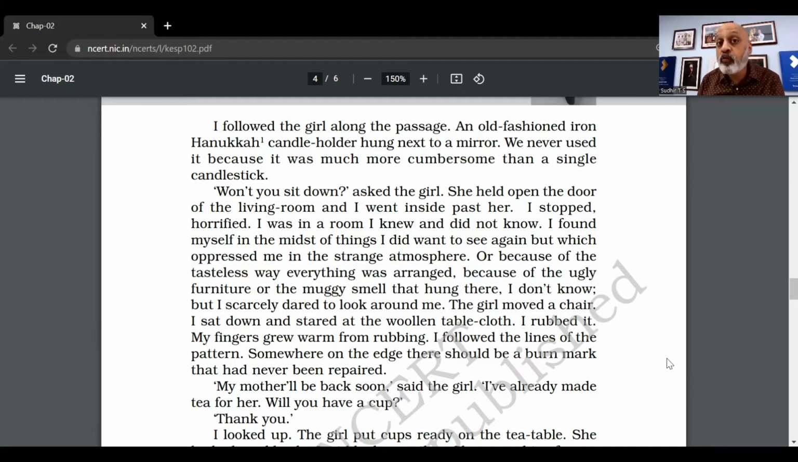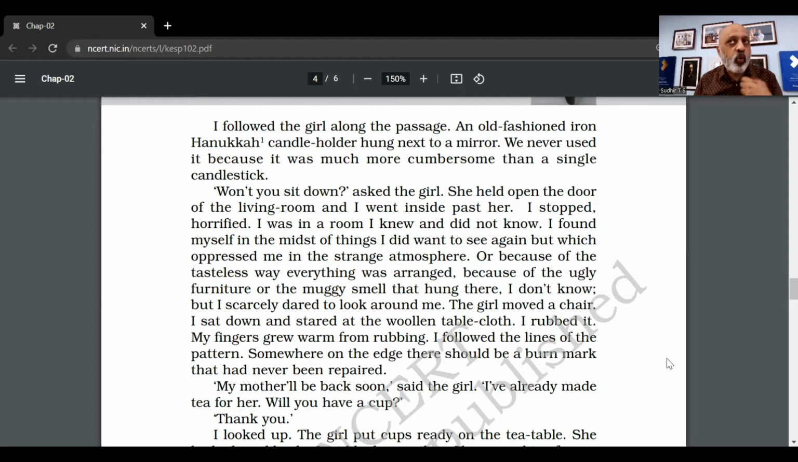Knew means because it was full of belongings and furniture that belonged to their family. Did not know because it was now in an alien kind of a place. It was not in their home. It was in someone else's home. So it kind of seemed like a stranger, like an alien. I found myself in the midst of things I did want to see again, but which oppressed me in the strange atmosphere. The atmosphere was very strange. They all belonged to me, but they were in a different kind of a place, or because of the tasteless way everything was arranged.